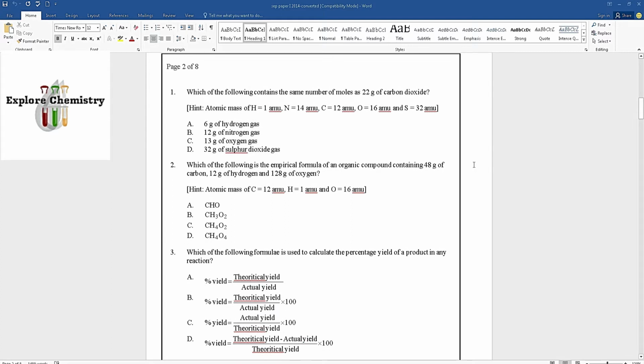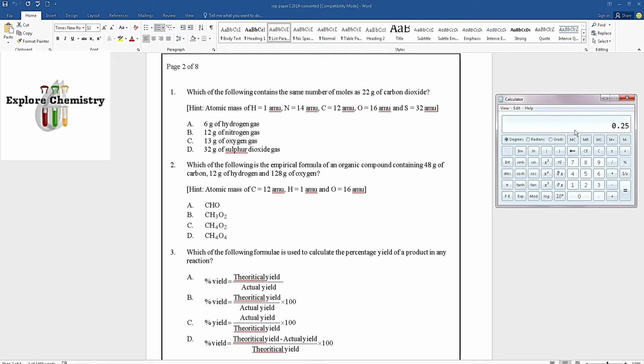First question says, which of the following contains the same number of moles as 22 gram of carbon dioxide? 22 gram of carbon dioxide contains how many moles? Let's calculate. Carbon dioxide molar mass is 44. 22 divided by 44 is 0.5, the answer. So will 6 gram of hydrogen gas contain 0.5 moles? 6 divided by 2 is the molar mass of hydrogen gas. No, it won't contain. 12 divided by nitrogen gas mass, which is 28. No, it's not containing 0.5.